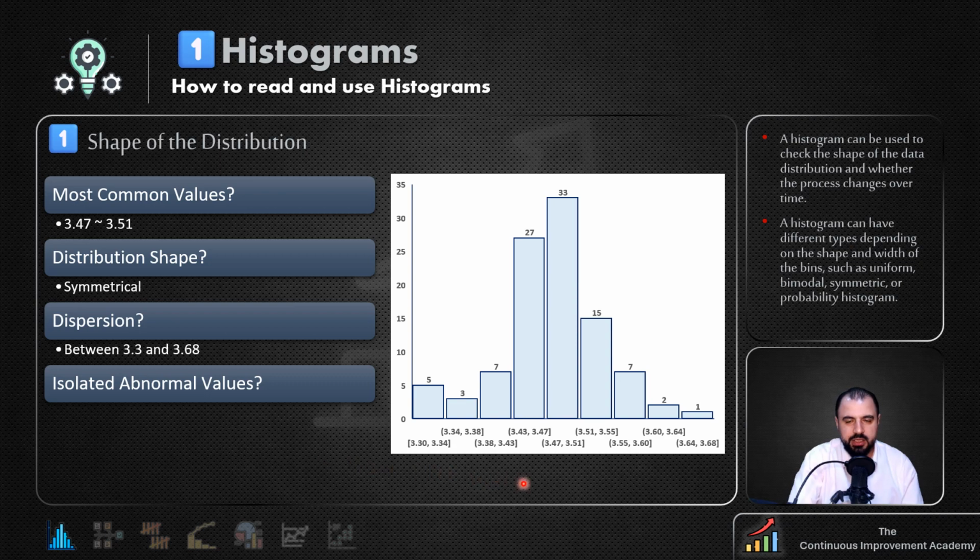Isolated abnormal values are cases in which, for example, you find values here and then values here and then no values between 3.55 and 3.6, and no values here as well, and then we find one value here. Okay, so that means that we have an isolated abnormal value. From this we can, for example, learn that we had an incident that is far from the normal performance and we need to investigate it, but in this case we don't have.